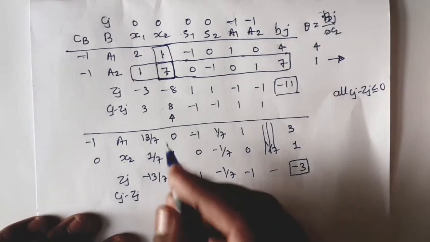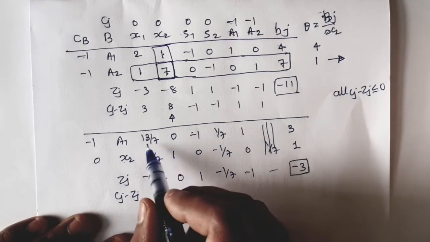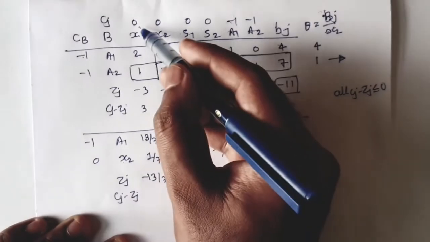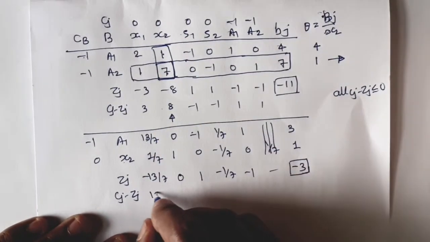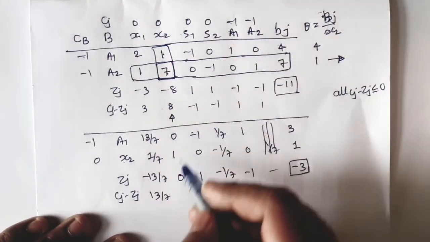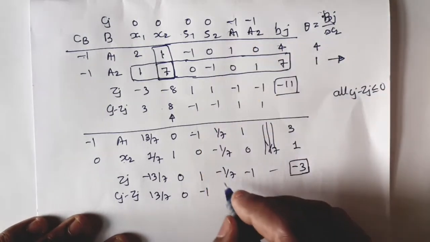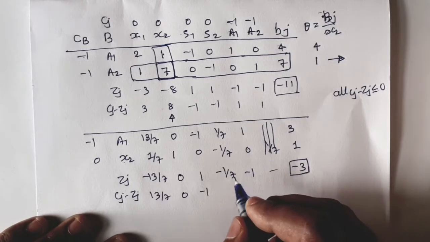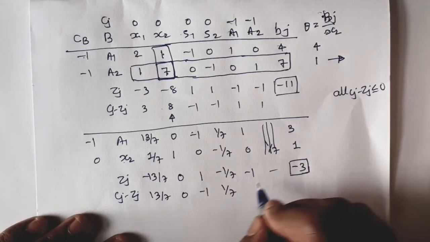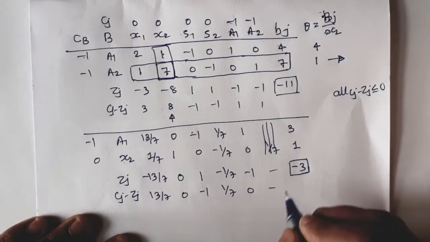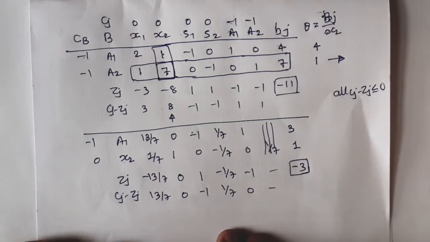Now calculate Cj minus Zj. So for calculation of Cj minus Zj, Cj here 0 minus 13 by 7, so it is plus 13 by 7, 0 minus 0, 0, 0 minus 1, minus 1, 0 minus 1 by 7, so it will be plus 1 by 7, here minus 1 minus 1, it will be 0, and here no need to write anything.